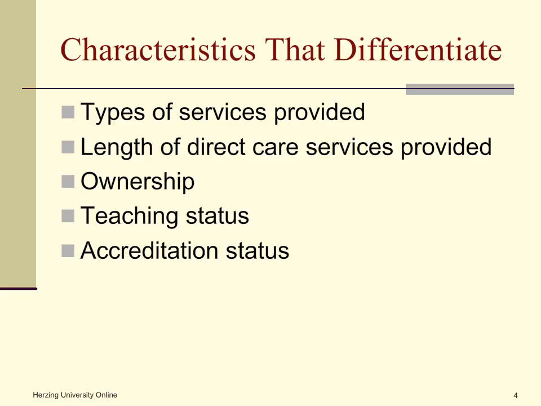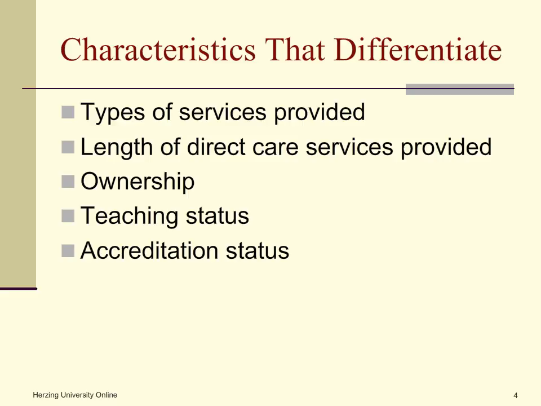Another factor is teaching status, which refers to whether the organization is affiliated with a medical and or nursing school. As you may know, teaching institutions have different missions and resources than non-teaching institutions. Teaching institutions have access to state-of-the-art research, technology, and sometimes quality care providers. The quality of care and cost in teaching institutions is usually higher. And the last differentiating factor among the organizations is the accreditation status.